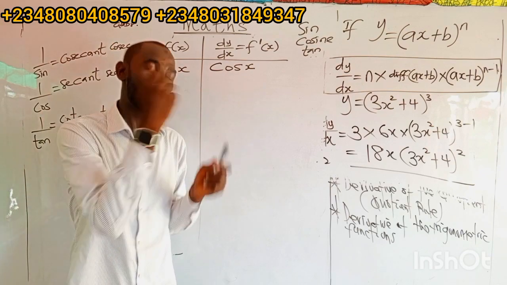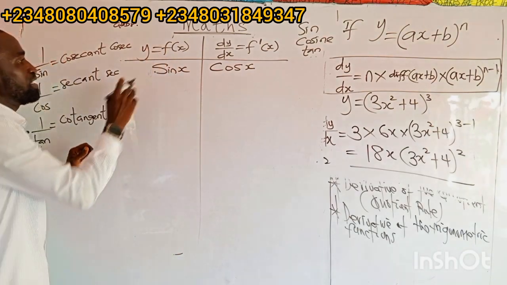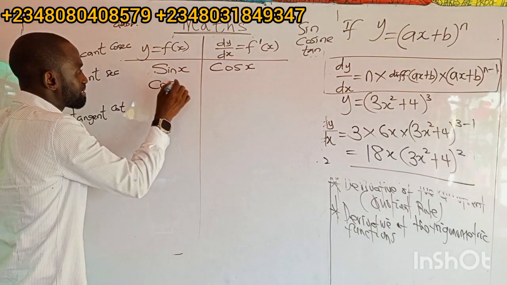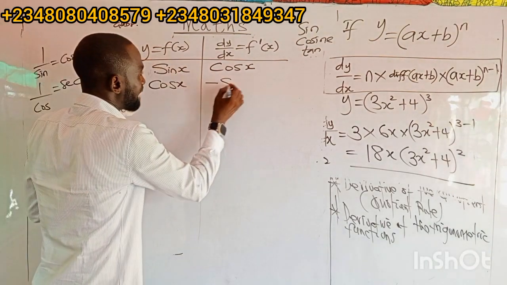But let's go back to our video. So yeah, differentiate cos x. You must add minus sine x.